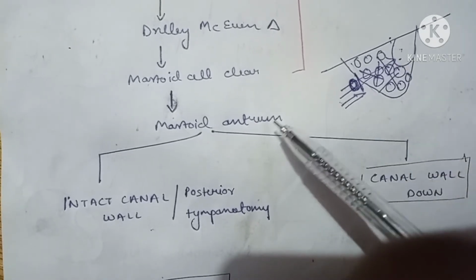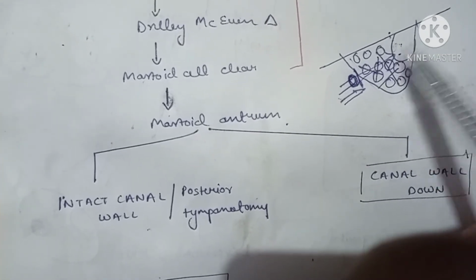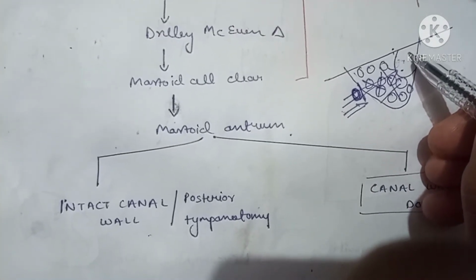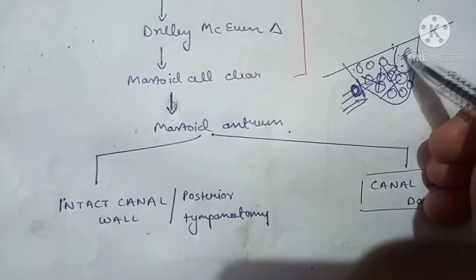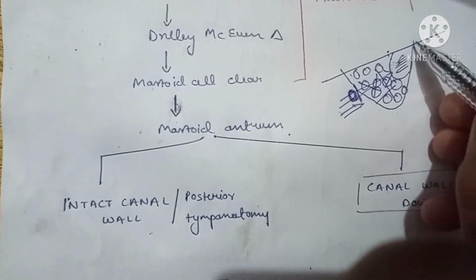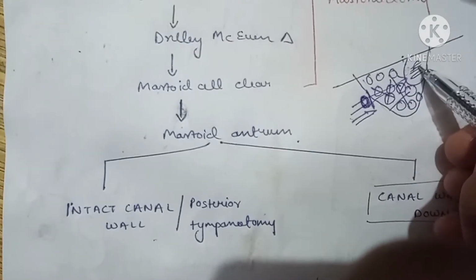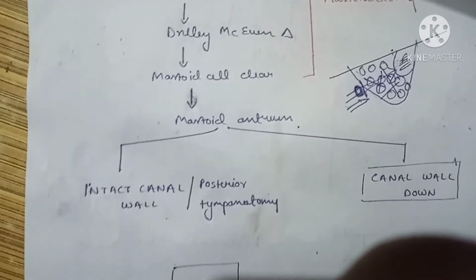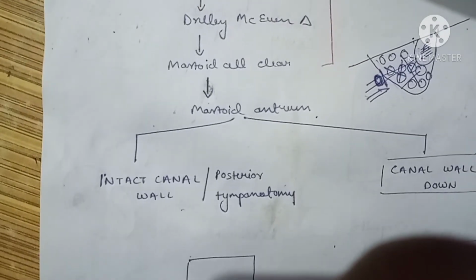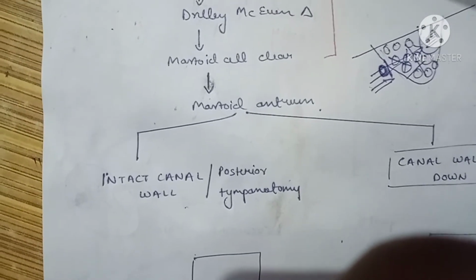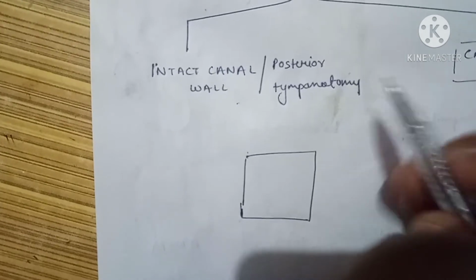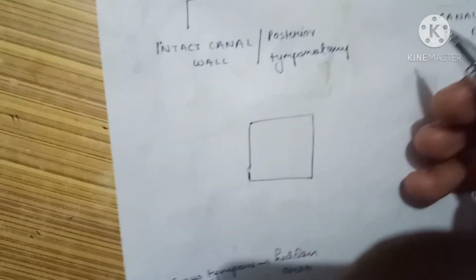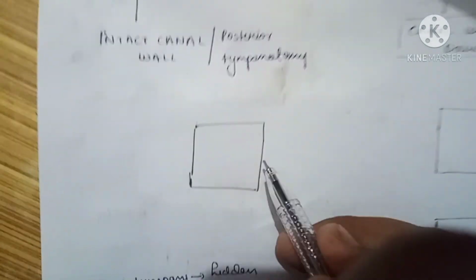This means, based on the content of cholesteatoma in the mastoid antrum, if it is very less there, we consider that it will be less in the middle ear too. So we don't open the whole of the posterior wall to take out the disease from the middle ear. We go for intact canal wall surgery, that is posterior tympanotomy. So let's try to understand it by diagram.